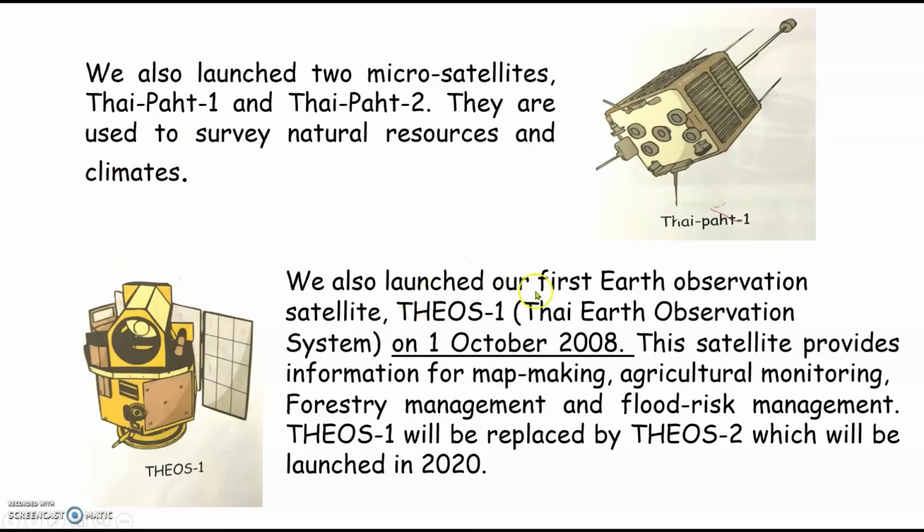We also launched our first Earth observation satellite, THEOS-1, Thai Earth Observation System, on 1st October 2008. This satellite provides information for map making, agricultural monitoring, forestry management, and flood risk management. THEOS-1 will be replaced by THEOS-2, which will be launched in 2020.